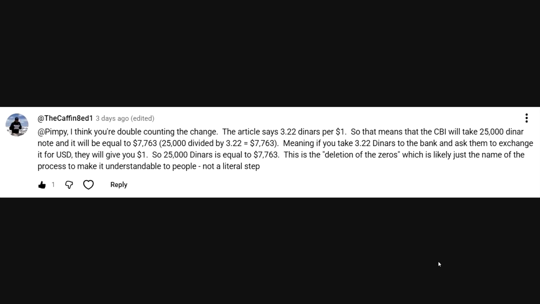Maybe I think you're double counting. So here's where the problem is. So that means that the CBI will take a 25,000 dinar and it will equal $7,763. But you're leaving the zeros on. You got to take the zeros off. Just go back and look at how I did it on the piece of paper so you understand. This is the deletion of the zero, which is likely just the name of the process to make it understandable to people. It is a process. That's literally what they're doing, taking the zeros off.